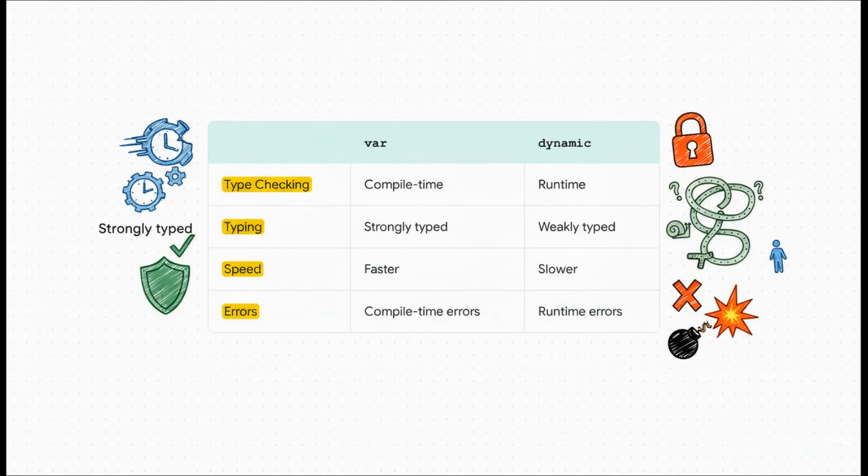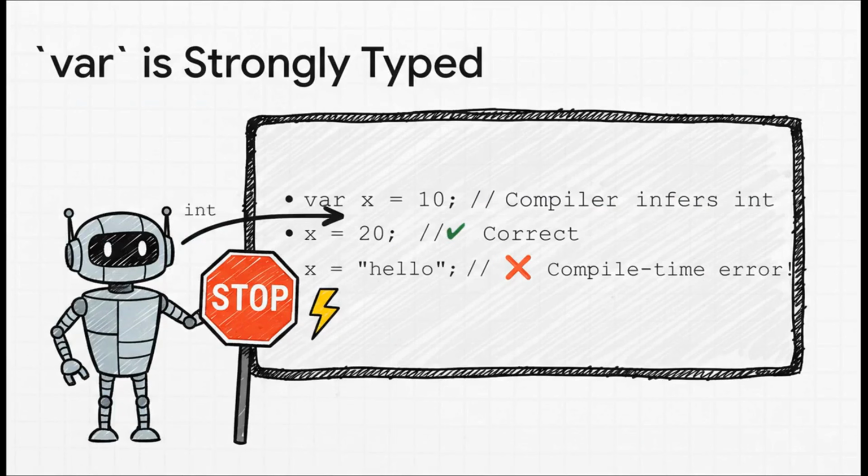Seriously, screenshot this. This is your interview cheat sheet right here. For var, all the type checking happens at compile time. That means it's strongly typed, it's fast, and if you mess up, the compiler yells at you immediately. Perfect. Dynamic is the total opposite. The check happens at runtime, which means it's weakly typed and a lot slower. And here's the scary part. If there's an error, you won't know until the program is running, maybe even when it's in front of a customer. Yikes.